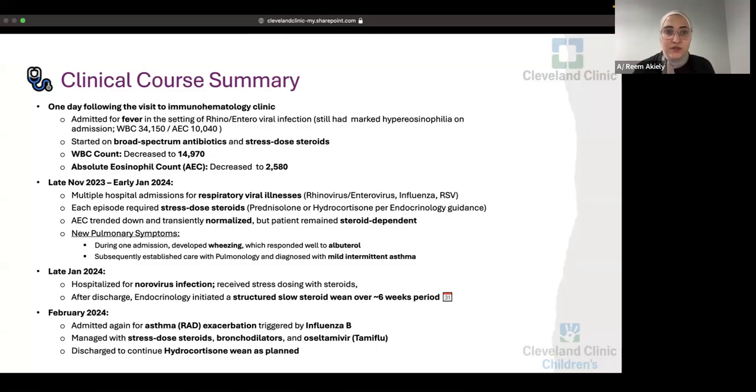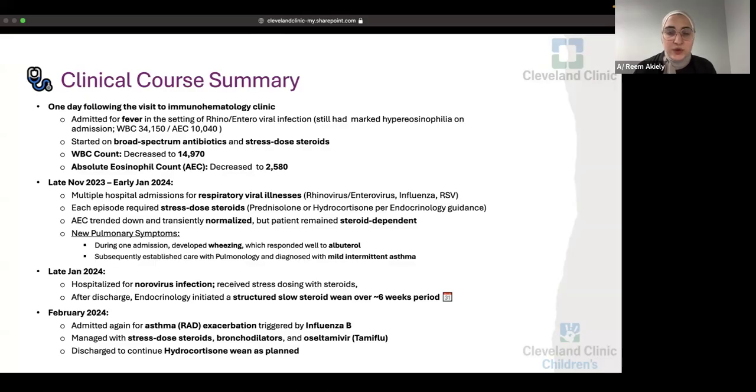Within 1 or 2 days of admission, his white blood cell count decreased to 14,000, and his absolute eosinophil count decreased to 2,500. In the following 2 months, he had multiple hospital admissions, mostly for respiratory viral illnesses, including influenza, rhinoenterovirus again, and RSV. Each of those episodes, because of his presentation with febrile illnesses, required stress dose steroids, whether prednisolone or hydrocortisone, usually led by our endocrinology colleagues. His absolute eosinophil count continued to trend down with these episodes, and at some point transiently normalized, but he most of the time remained steroid dependent.